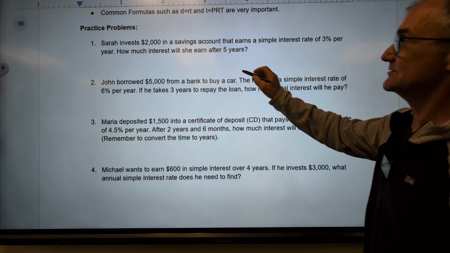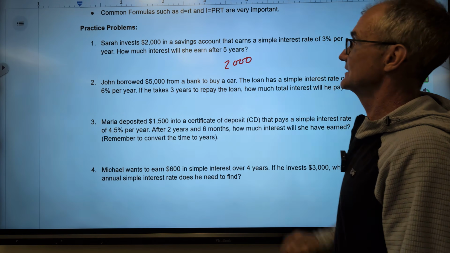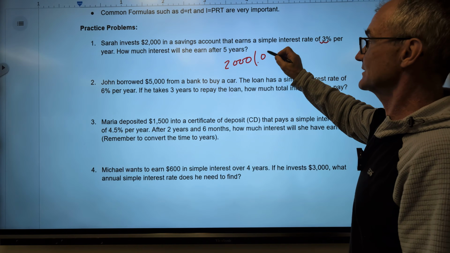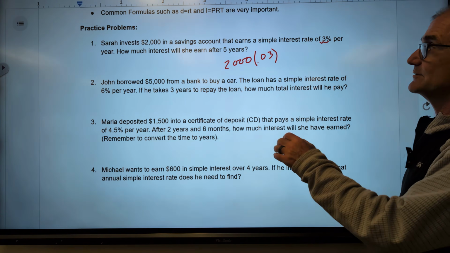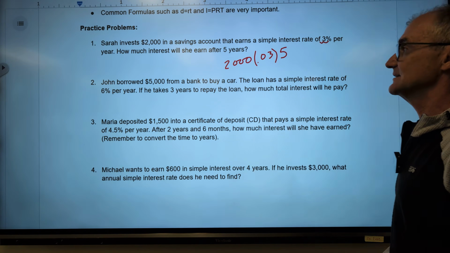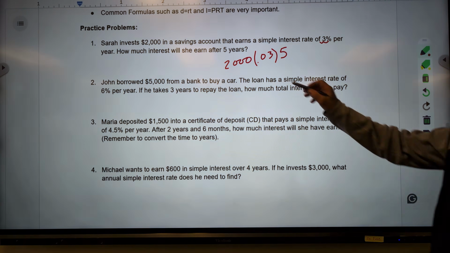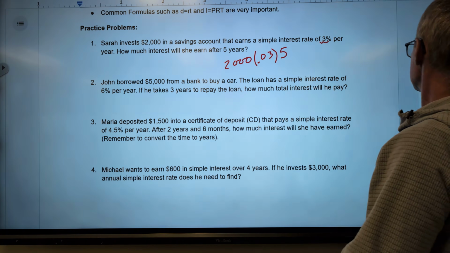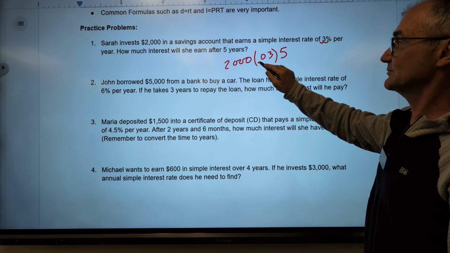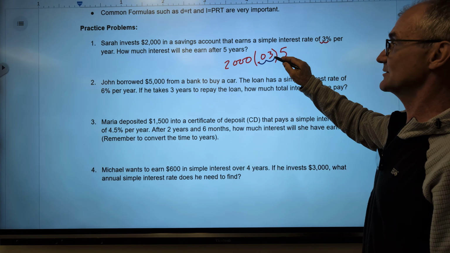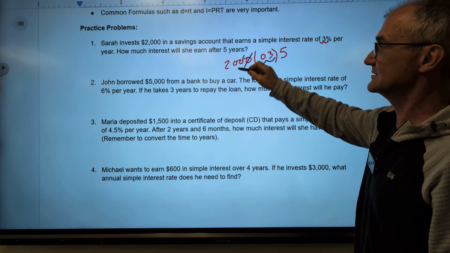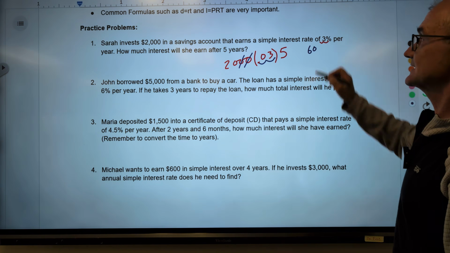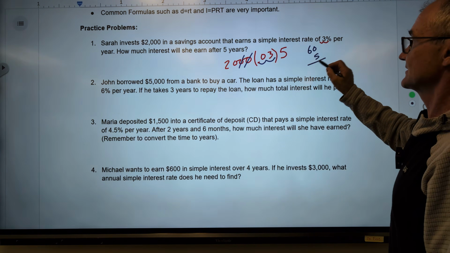So Sarah invests $2,000, that's her principal, into a savings account that earns 3% interest, 1, 2. So I multiply that by 0.03 per year. How much will she earn in 5 years? Multiplication's commutative, so I could take this 0.03, we change colors here, show you a quicker way to multiply this out, go over 1, 2, so that's like multiplying by 100. But moving that over 2, I could get rid of 2 of those. So then I could just do 3 times 20, 60, times 5, 300.